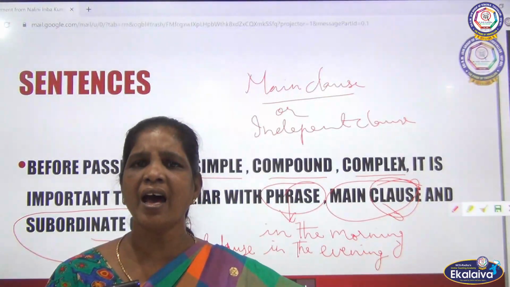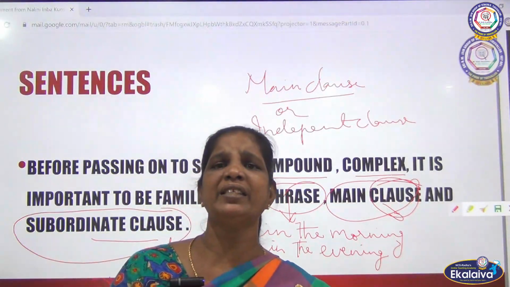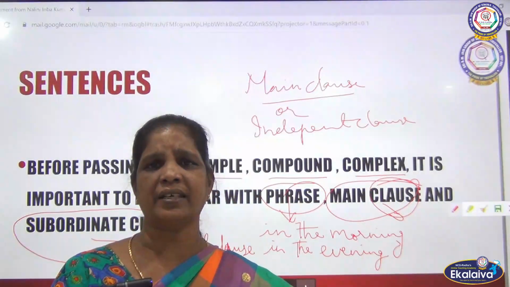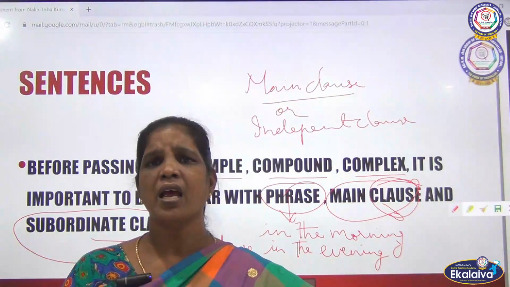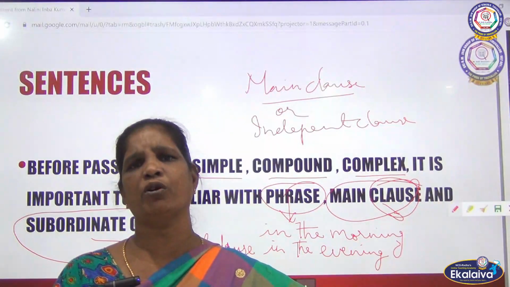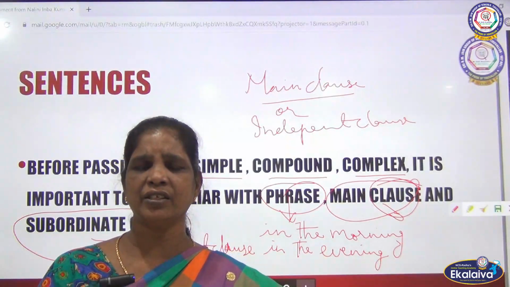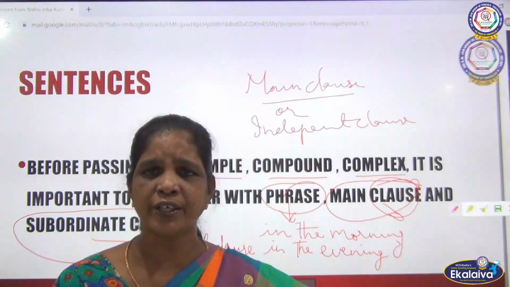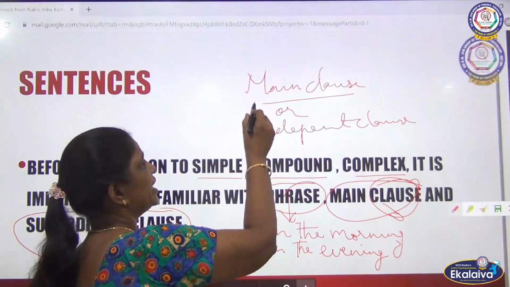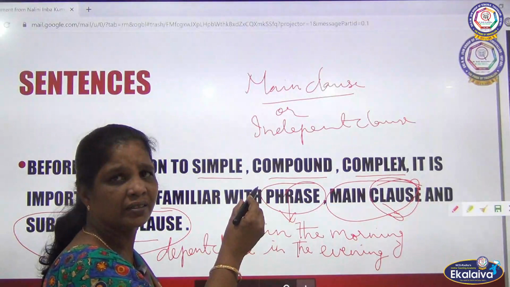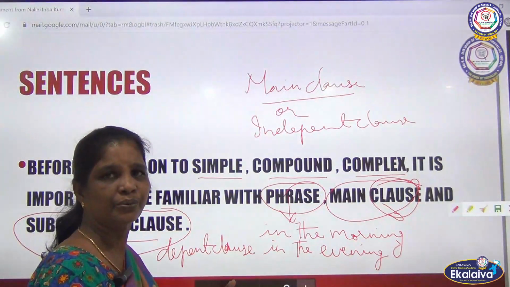But what is a clause? A clause is a group of words which gives incomplete meaning, but it has a finite verb in it. So you can differentiate the clause into two types. One is the main clause, and the other one is the subordinate clause. It is very clear, children? I hope you understood very clearly now. So now you can understand main clause and dependent clause. It is clear? Okay.